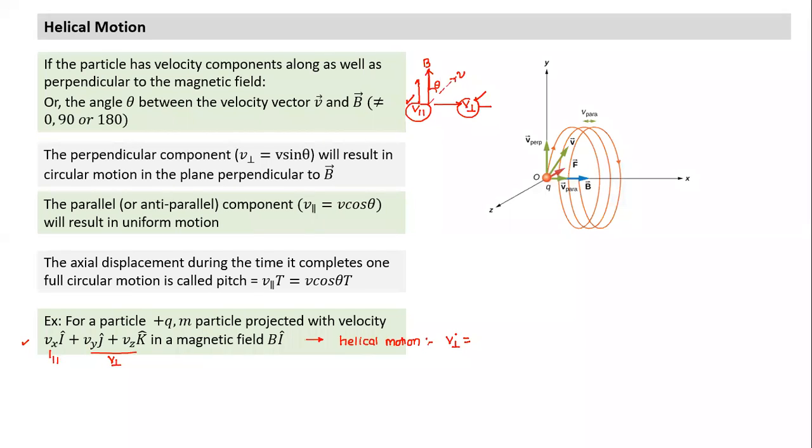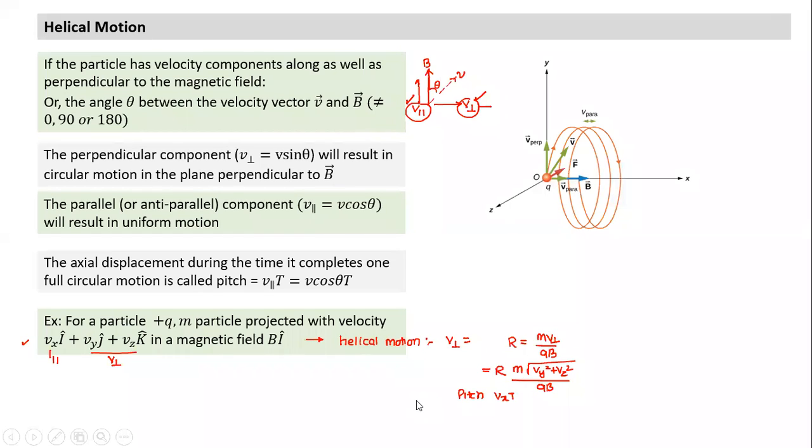So if I have to calculate the radius of the circular path, the radius is m v perpendicular by qB. What value of v perpendicular will I substitute here? Square root of Vy square plus Vz square, by qB. And how much will the pitch be here? Pitch will be equal to Vx into T, and T is equal to 2 pi m by qB.